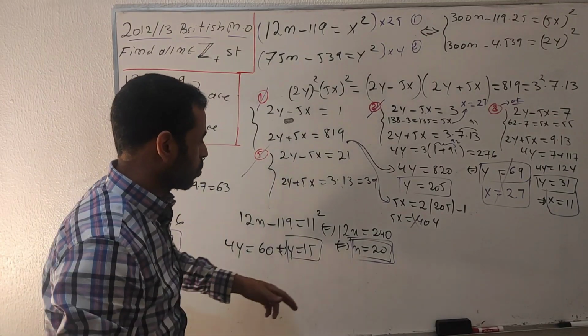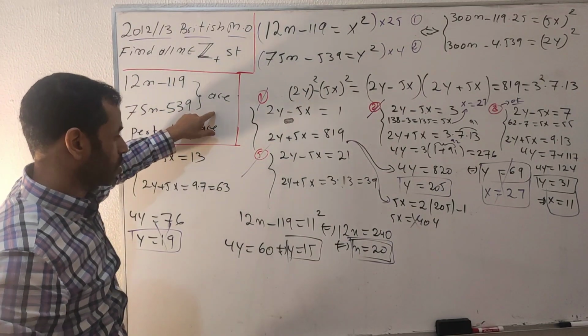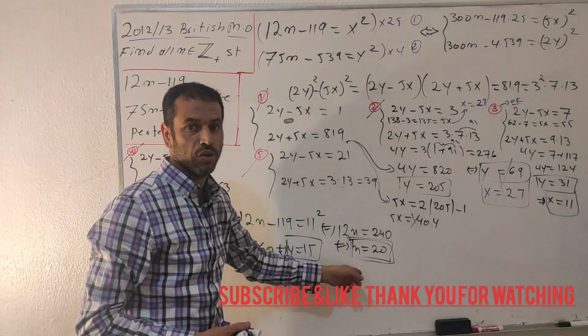The only solution that we found, which is an appropriate value to make both statements a perfect square, is n equals 20. So I have ended this video.